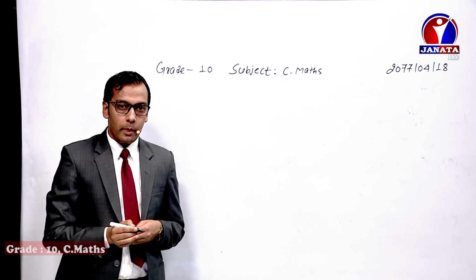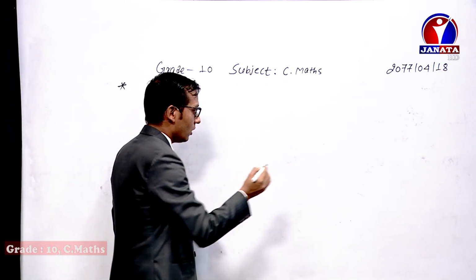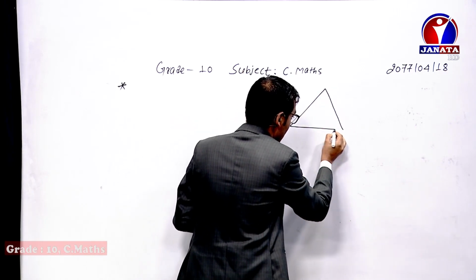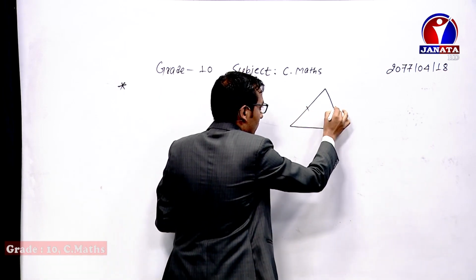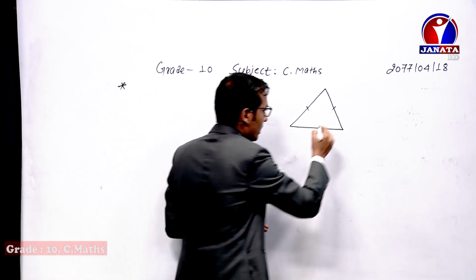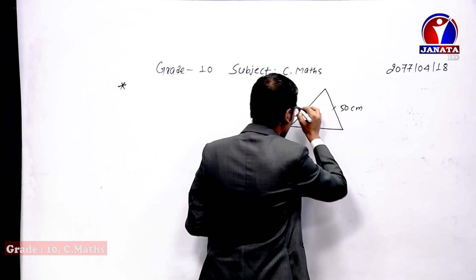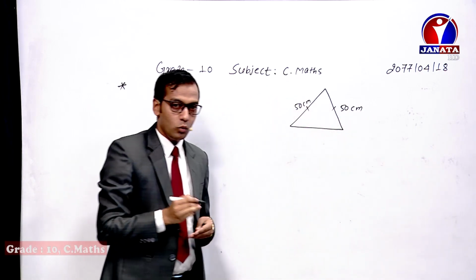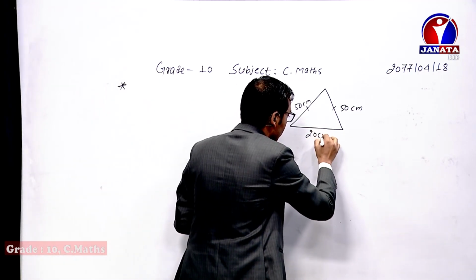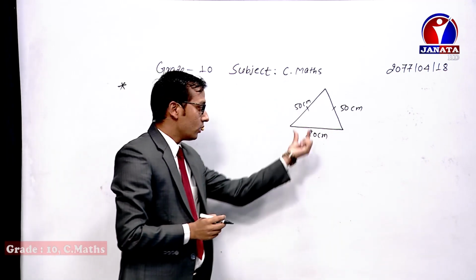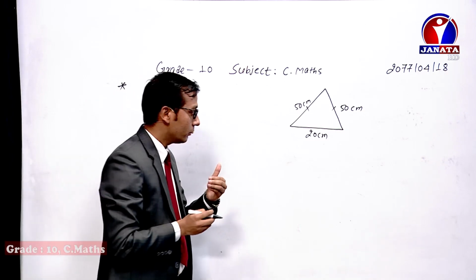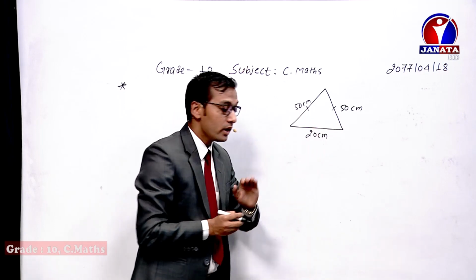Let me take one triangle among the 10 triangular pieces. The triangle is an isosceles triangle. What is the measure of the equal sides? 50 centimeter, 50 centimeter. And what is the third or remaining side of the triangle? It's 20 centimeter. There are a total of 10 triangular pieces, and each piece measures 50 cm, 50 cm and 20 centimeter.